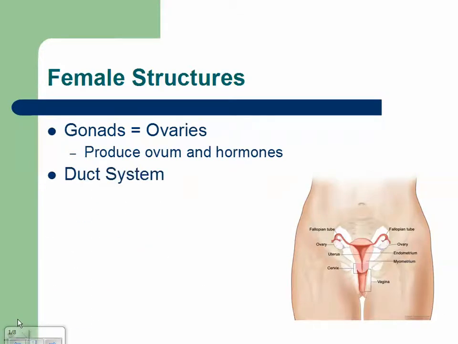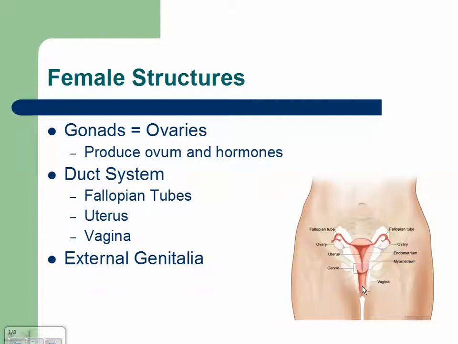Then there's a duct system. So on this diagram, you can see here the ovaries, there's two. And then there's a duct system following out from it. And just like the duct system in the males, it leads to the exterior. However, the male duct system is designed for primarily letting things exit. This is primarily designed to receive things. So this consists of the fallopian tubes, which you can see here, the uterus, which you can see here, and the vagina, which you can see here. Then we'll talk about the external genitalia as well.